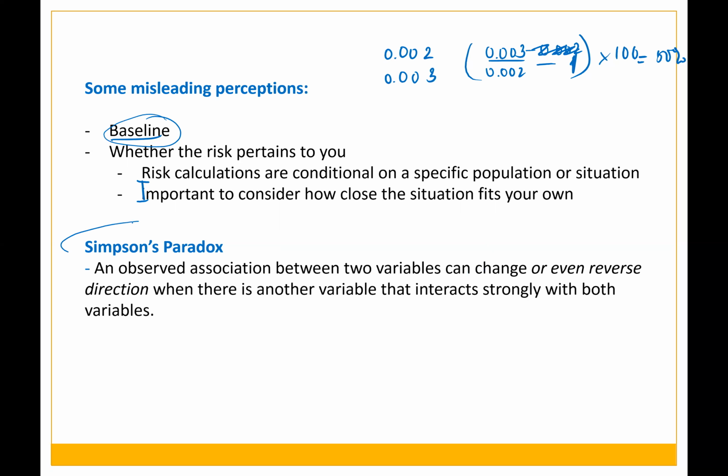Finally, we have the important concept of Simpson's paradox. Simpson's paradox says that an observed association between two variables can change or even reverse direction when there's another variable that interacts strongly with both variables.